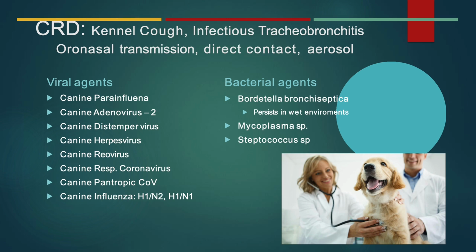So a whole bunch of viruses, some of them that we vaccinate against, parainfluenza, adenovirus, distemper. We don't really, and influenza. We don't vaccinate against influenza here, but there are vaccines for it. But the rest of them really are vaccines. Well, they're not very effective, so we don't routinely do them.